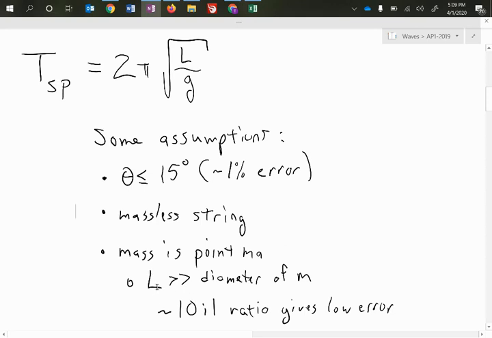Also, if we're going to have a real mass behave like a point mass, the length of the pendulum needs to be much bigger than the diameter. So like a 10-to-1 ratio. This is a colon, excuse me. A 10-to-1 ratio gives pretty low error.